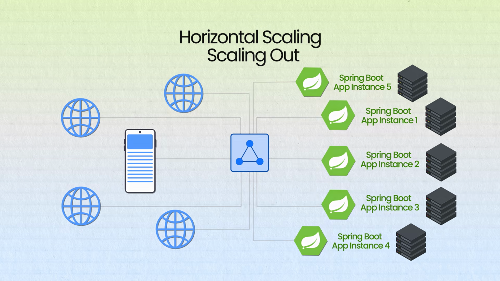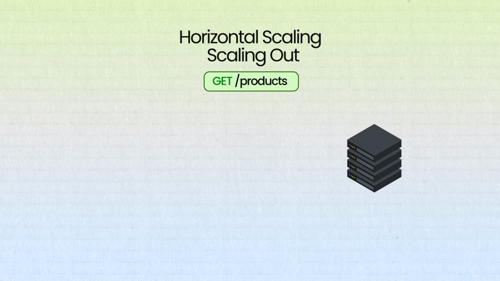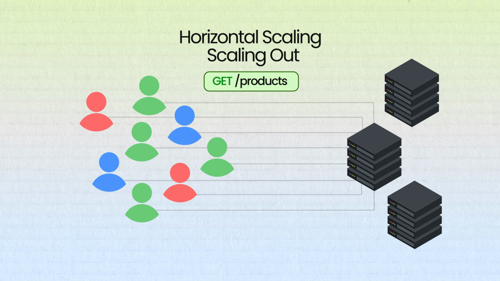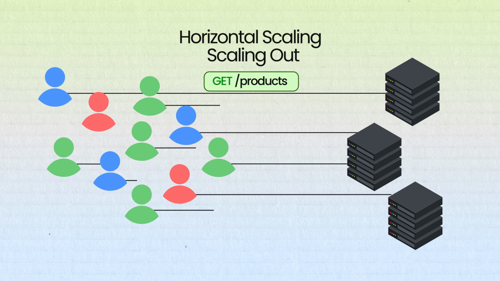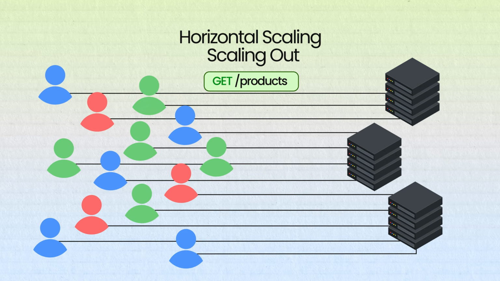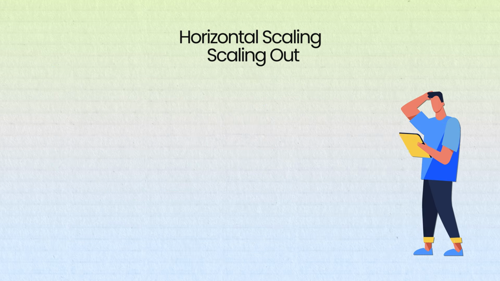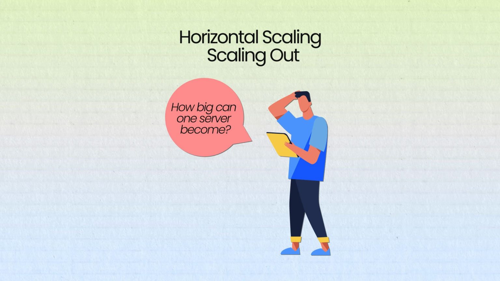So for using the same endpoint, getting products with one server, maybe it handles 300 requests per second, but with 3 servers, maybe the system can handle much more because the traffic is now distributed. This is the idea behind horizontal scaling. So instead of asking how big can one server become, you ask how many servers can I add. That is much more flexible, and it's how many modern backend systems scale.